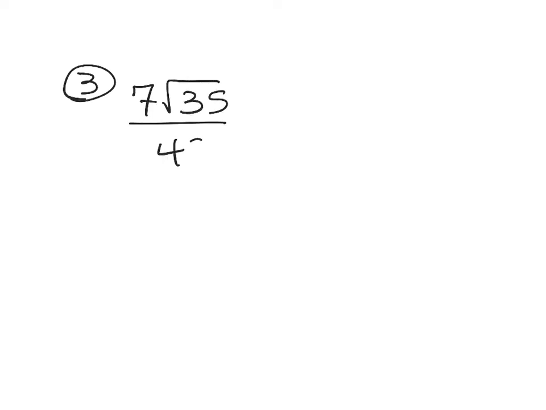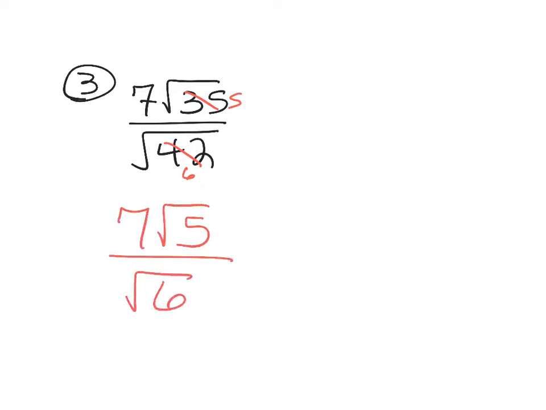I'm going to simplify this fraction that has radicals in it. So for number 3, I'm giving you 7 square root of 35, divided by the square root of 42. Remember, if I want to try to simplify this before I start to rationalize, I can simplify numbers that are under the square root together. What could I divide 35 and 42 both by? 7. Beautiful. So I'm going to change this to a 5 and this to a 6. So now I have 7 square root 5 over square root 6.